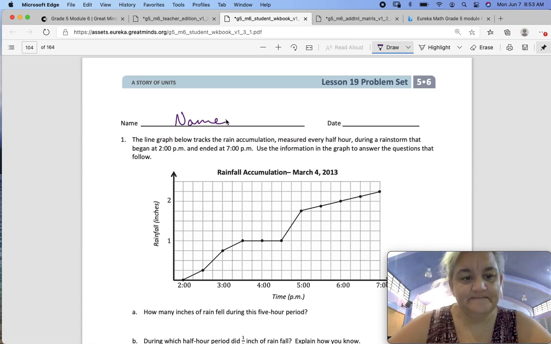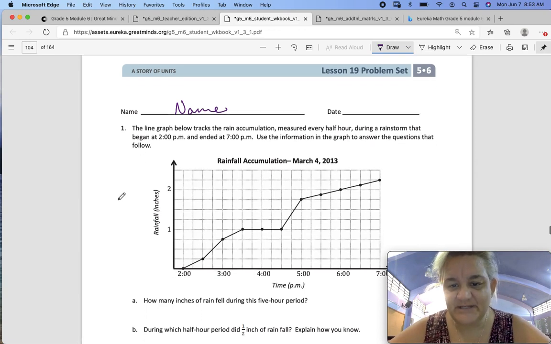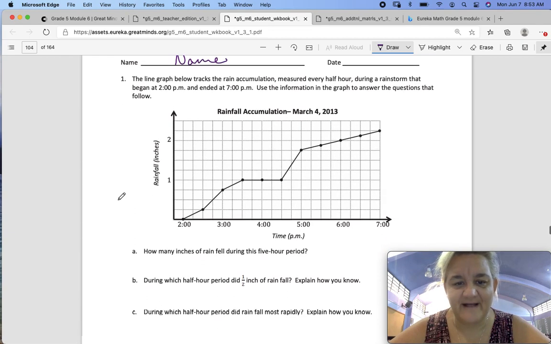to this. The line graph below tracks the rain accumulation measured every half hour during a rainstorm that began at 2 p.m. and ended at 7 p.m. So that's a 5-hour rainstorm. It seems like here in Valencia when it's the rainy season it rains every afternoon during recess, right? Use the information in the graph to answer the questions that follow.